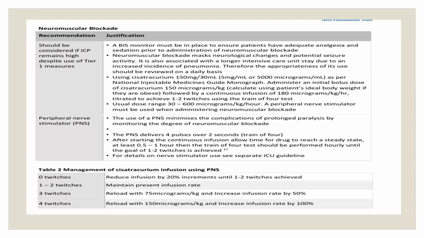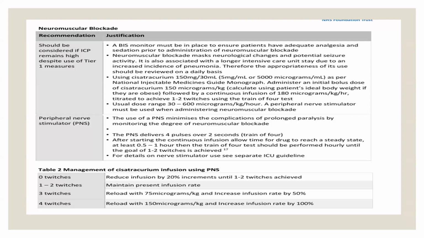Using cisatracurium as per National Injectable Medicine Guide monograph. Administer an initial bolus of cisatracurium, that is 150 microgram per kg, followed by continuous infusion of 180 microgram per kg per hour to achieve 1 to 2 twitches using the train of four test. Usual dose range is 30 to 600 microgram per kg per hour. A peripheral nerve stimulator must be used when administering neuromuscular blockade. The use of this peripheral nerve stimulator minimizes the complication of prolonged paralysis by monitoring the degree of neuromuscular blockade.